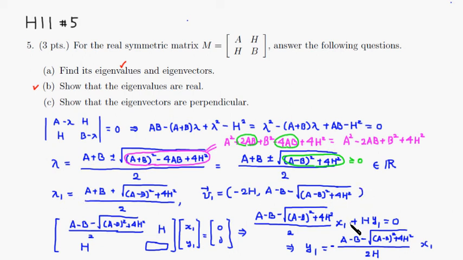You can do the same process with lambda 2, which is A plus B minus the square root of quantity A minus B squared plus 4H squared, all over 2, and then you get the corresponding eigenvector v2. Once you've done that, you'll be done with part A. To show that the eigenvectors are perpendicular, all you have to do is a dot product between v1 and v2 and show that it is equal to zero. That's it. I hope this will get you going.